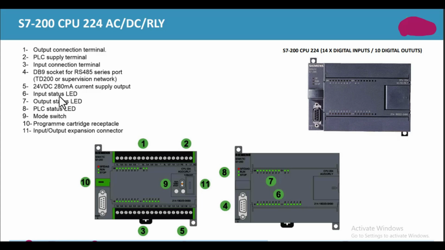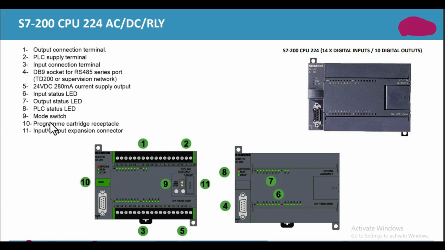Sixth one is the input status LEDs. These are the LEDs on the input side. When an input is turned on, the respective LED will be turned on. And the seventh one is the output status LEDs. These are the LEDs which represent outputs. When any one of the outputs is turned on, the respective LED will be turned on. Eighth one is the PLC status LEDs. These are the PLC status LEDs for run mode, stop mode and halt mode.